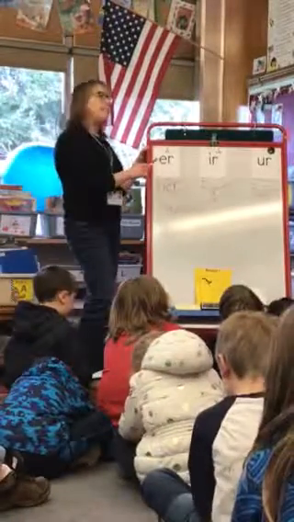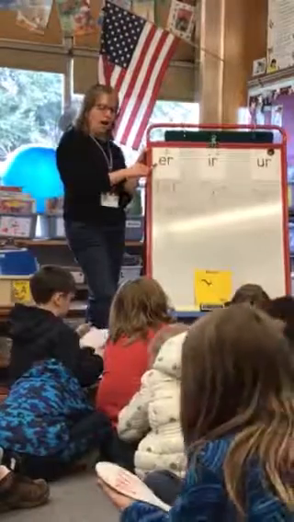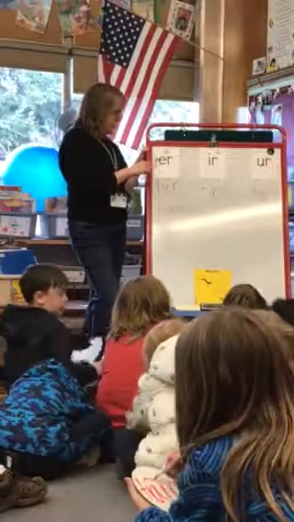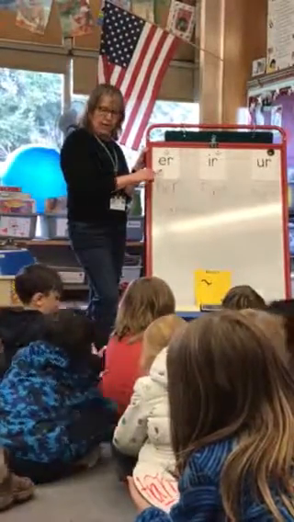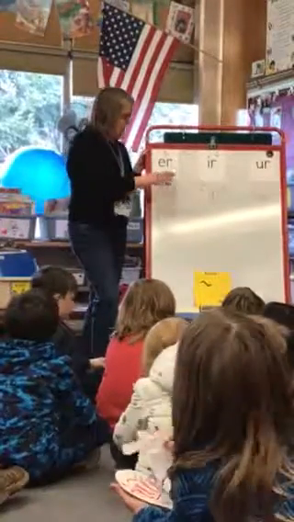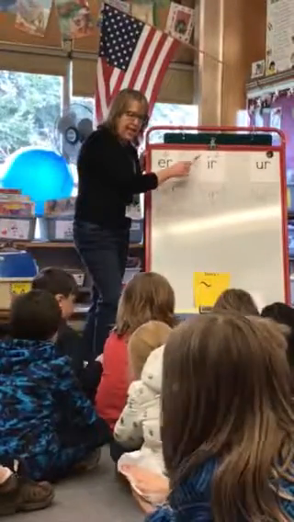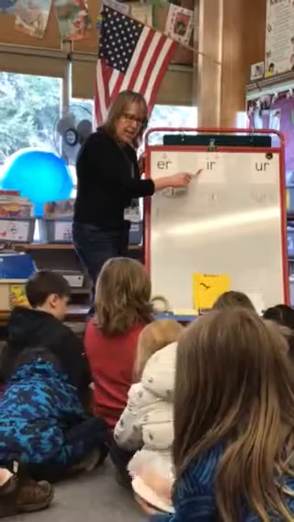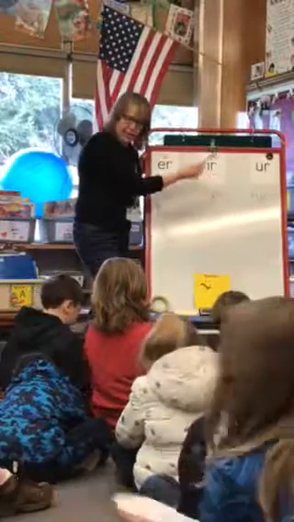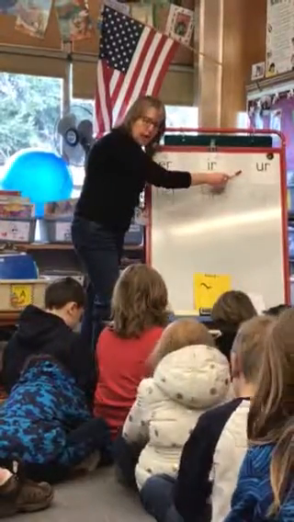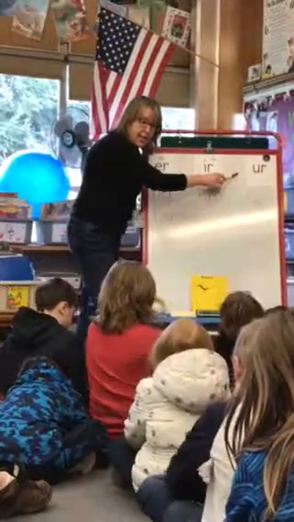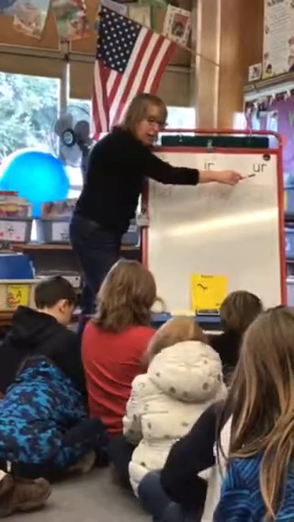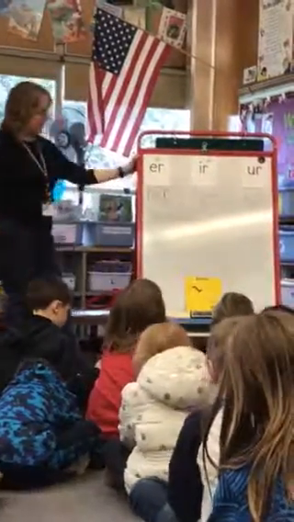So when we look at the R in her, we're not saying F, we're not saying E, we're saying her. And for IR, we're not saying I, we're saying ir. So notice that R. For UR, we're not saying up, we're not saying ooh, we're saying ur. That bossy R is getting involved.